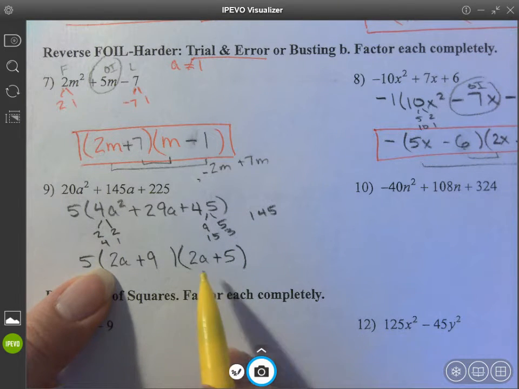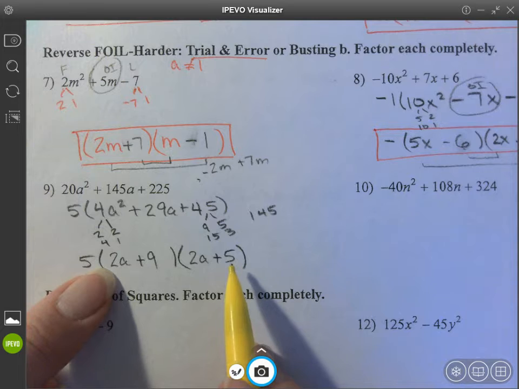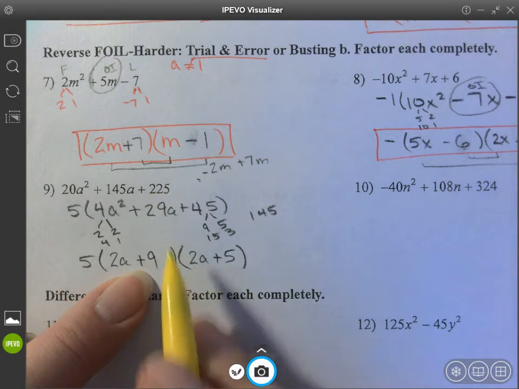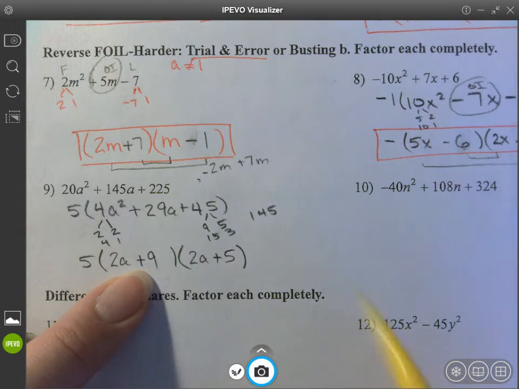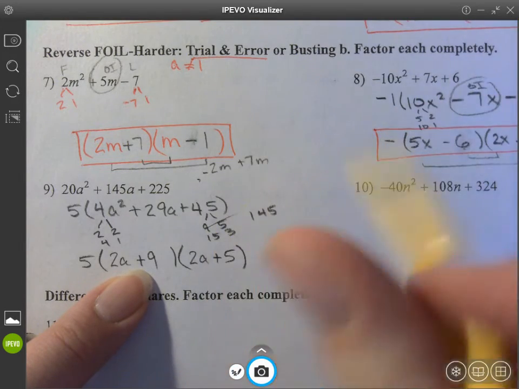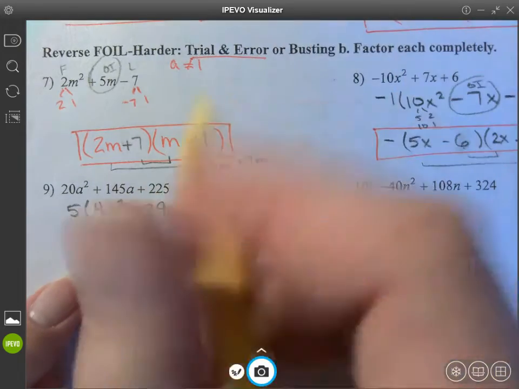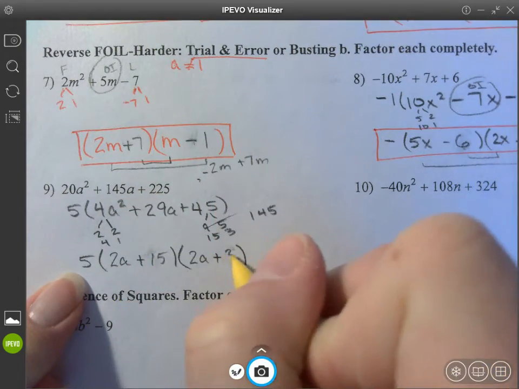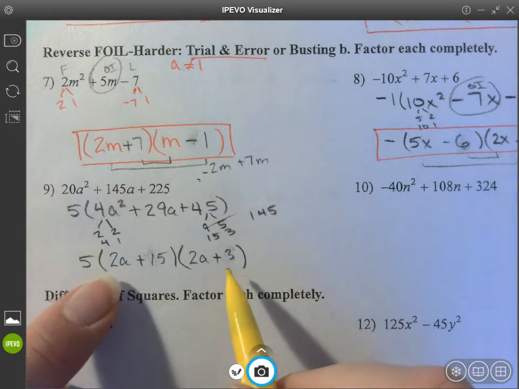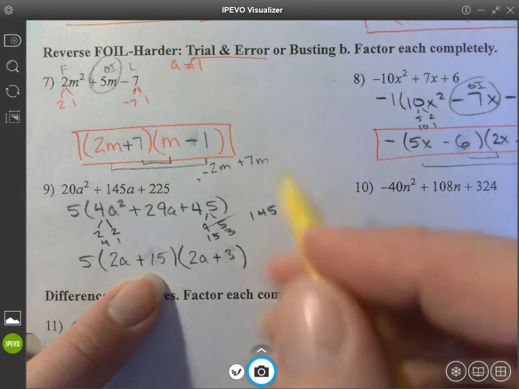I don't have to flip. So here's 10a and 18a, close but not it, right? So I'm going to throw that out, and I'm going to try 15 and 3, which is going to be too big. I already know it's too big because they're both positives. There's 6 and there's already 30. So I'm going to throw that out.